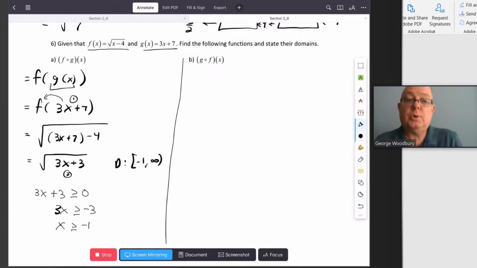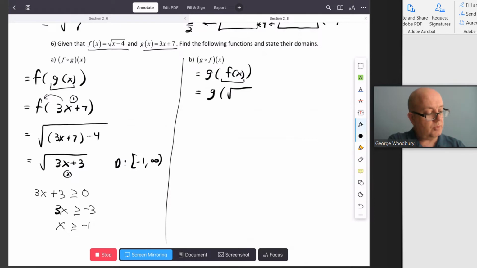Now we're going to do it in the other order. We're going to find g of f of x, and we're going to notice that the result is not the same as our first example. So this is g of f of x. Replace f of x by its formula, g of the square root of x minus 4. When I check the domain here, x minus 4 has to be greater than or equal to 0. So I know that x has to be greater than or equal to 4. Now I may restrict my domain even further in a moment, but that's where I'm starting.